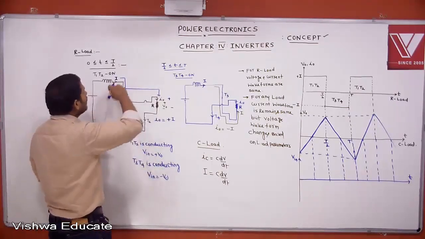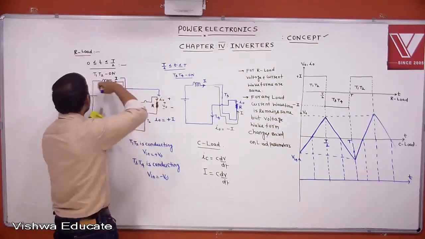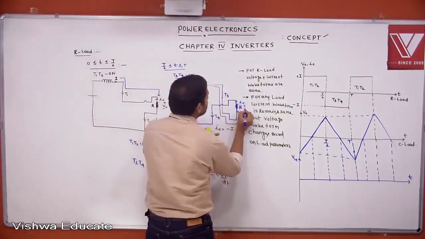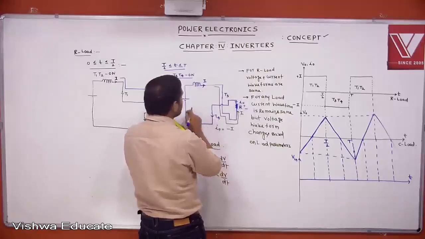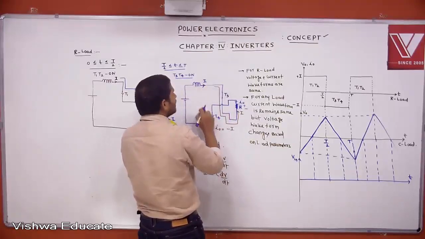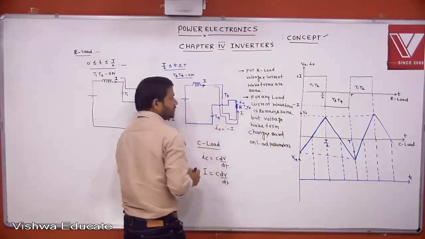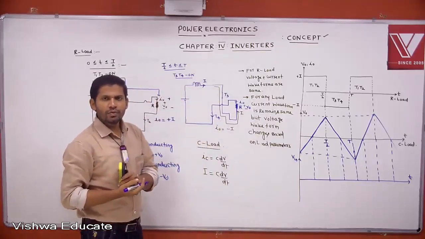If T3, you take, this is plus, this is minus. Then Vn equal to plus V0. Then this is plus, this is minus. This plus is connected here, minus is connected here. Then Vn equal to minus V0.